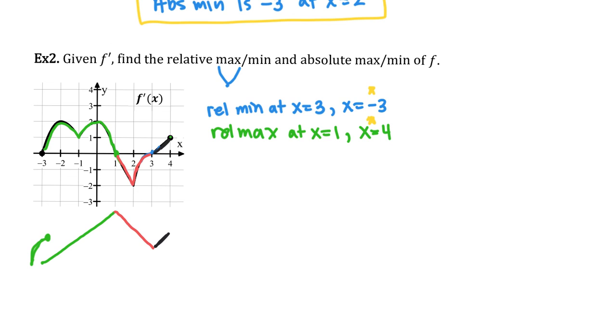Okay, so based on just looking at that, my best guess for an absolute maximum would be that it happens right here. So I'm going to say the absolute maximum looks like it happens at x equals 1. Now, how about an absolute minimum? Is it here? Because this is low, but this point is lower. So way over here, it's even lower. So I'm going to say the absolute minimum most likely occurs at x equals negative 3.